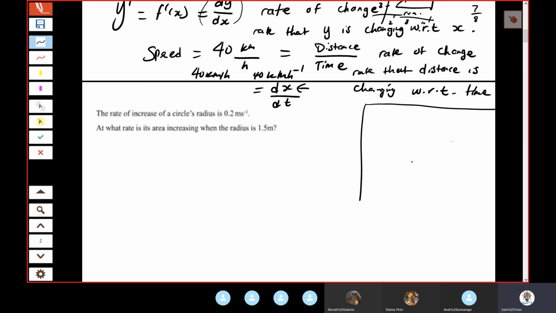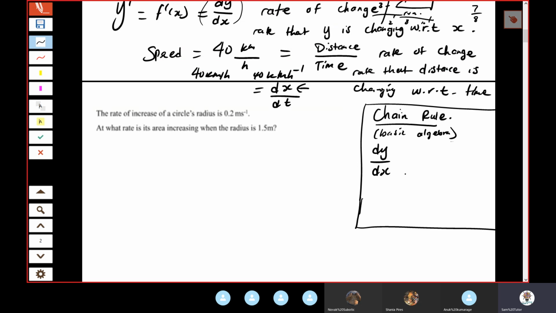I just call it basic algebra, right? They call this chain rule at your school. I don't like to confuse it with the chain rule that we've done, u-v plus v-u. So I just call this basic algebra manipulation. So watch this. If I've got dy on dx, right? If I want to rewrite that into something like this, what must these two be?